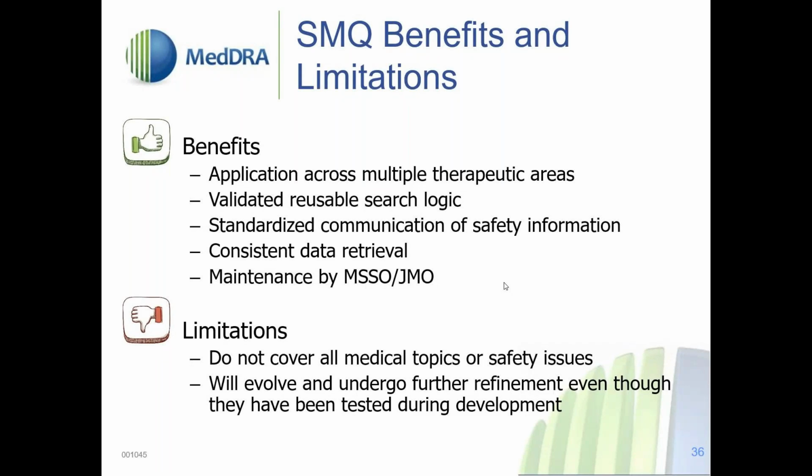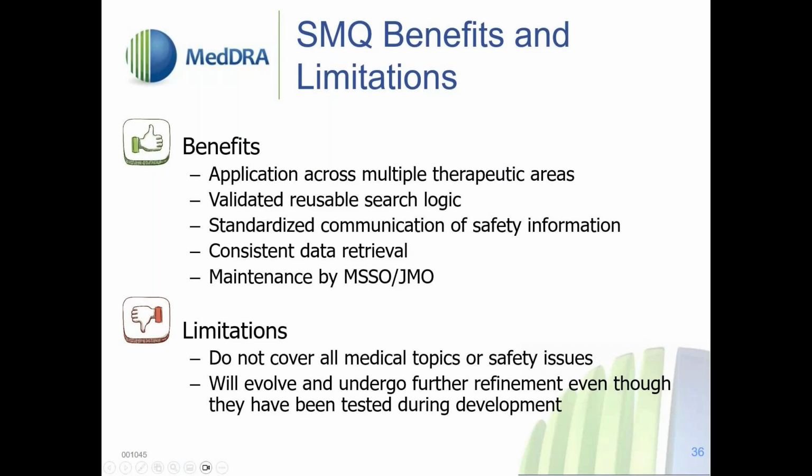They are reusable and allow for standardized communication of safety information between the pharmaceutical companies and regulators. They also allow for consistency in the way data retrievals are set up and run. And the other big benefit is the gain in efficiency, because the SMQs are maintained and versioned centrally by the MSSO and the JMO, and thereby reduce the amount of work to be done on your part.